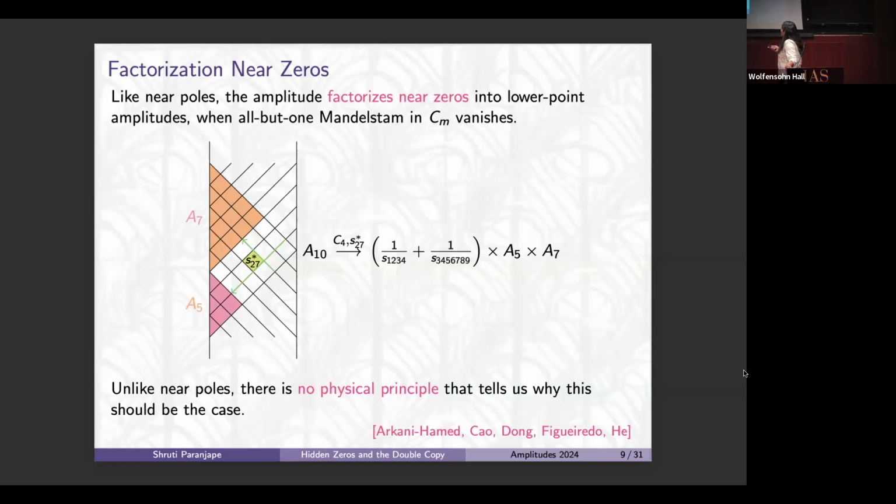Okay, good. So I just want to emphasize that unlike near poles, there is no physical reason why this factorization should take place. There are, of course, formulae that make it more or less obvious that such a property will be satisfied, but there is no physical reason as to why. There's no symmetry principle that's telling you that the zeros should exist, nor that the amplitude should factorize near these zeros.